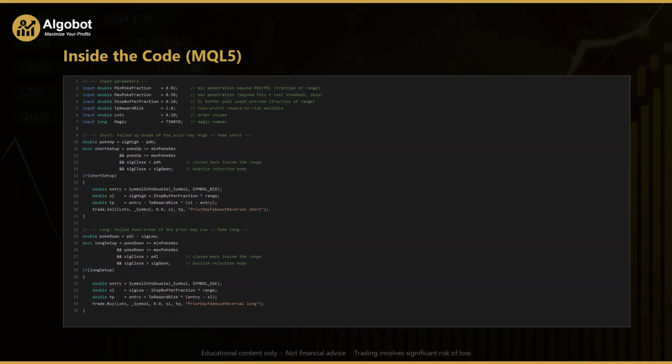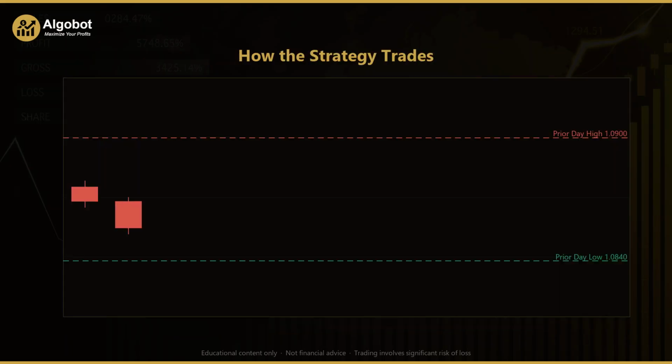The long block is the mirror. It measures poke down below the prior day low, checks the same minimum and maximum bounds, confirms the close came back above the prior day low, and requires a bullish body where the close is above the open. Then it reads the entry from the ask, sets the stop just below the signal low, sets the take profit above the entry, and calls trade.buy. Two clean, symmetrical blocks, one to fade a failed break of the high, one to fade a failed break of the low. Let's bring this to life on a chart.